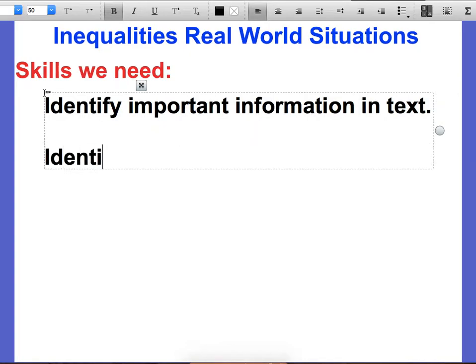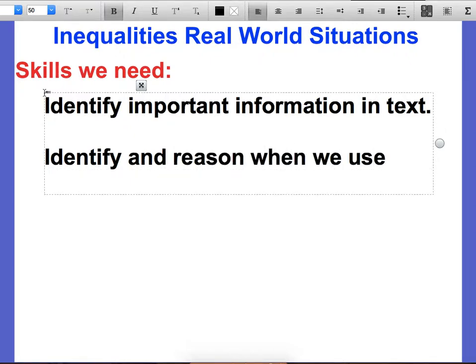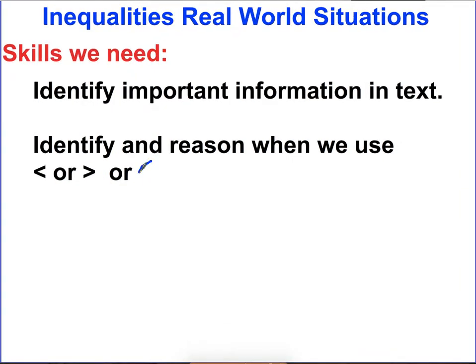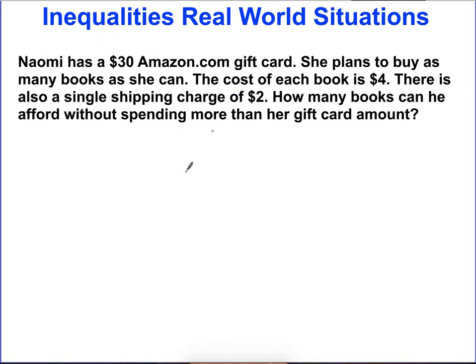We also need to be able to identify and reason when we use less than or greater than, or even less than or equal to, or greater than or equal to. All right, so we might have had some help with equations before, and those always had an equal sign, but these might have a different symbol. Let's look at a couple examples.